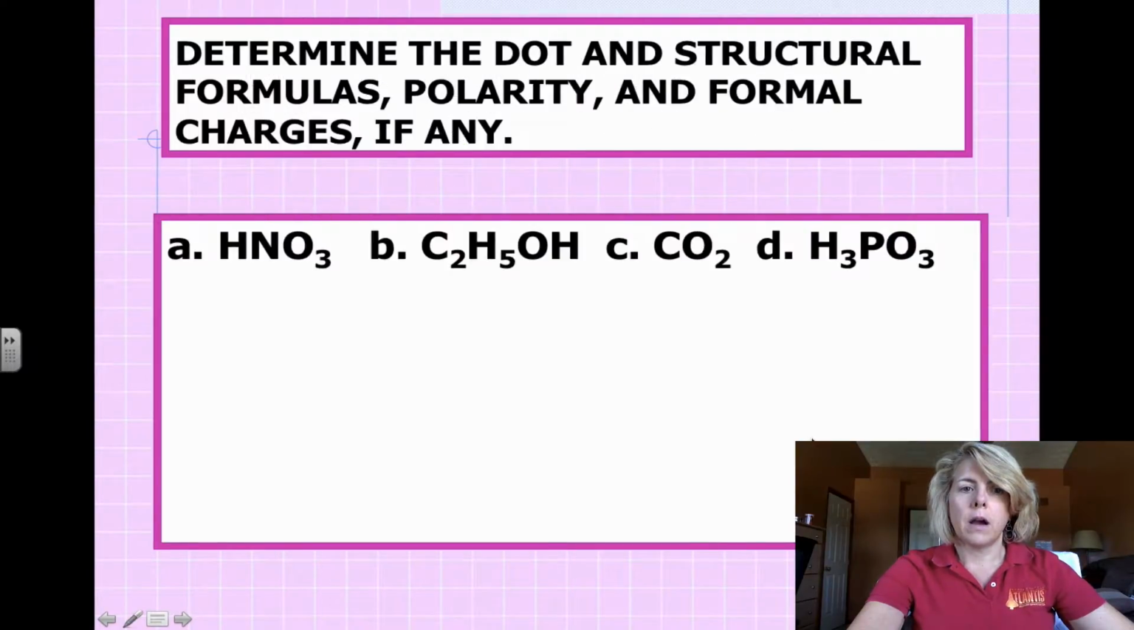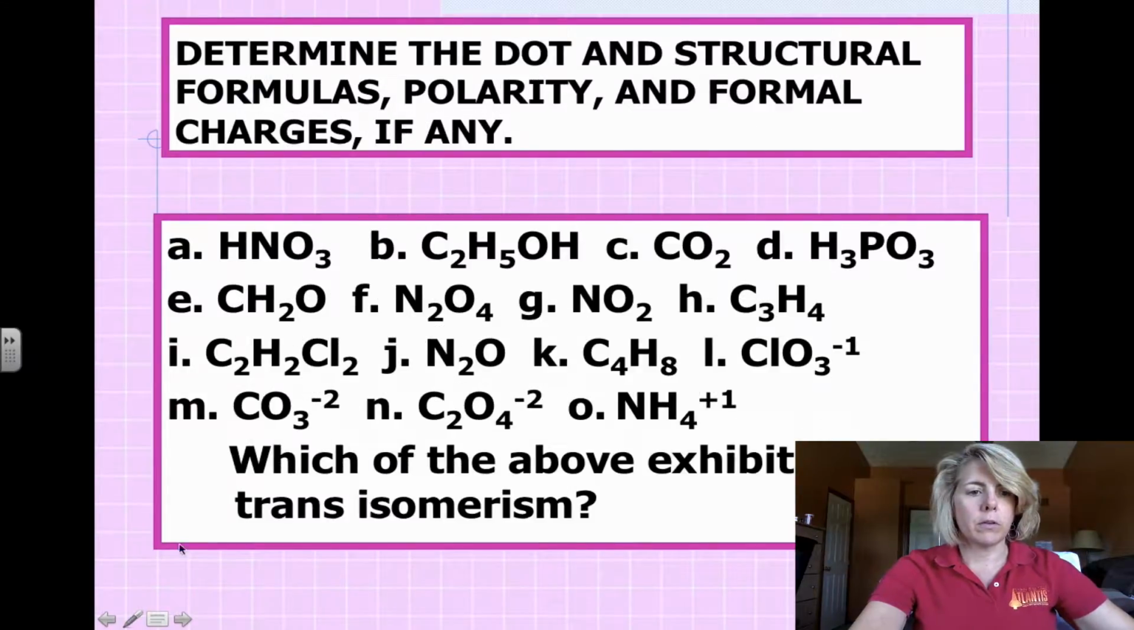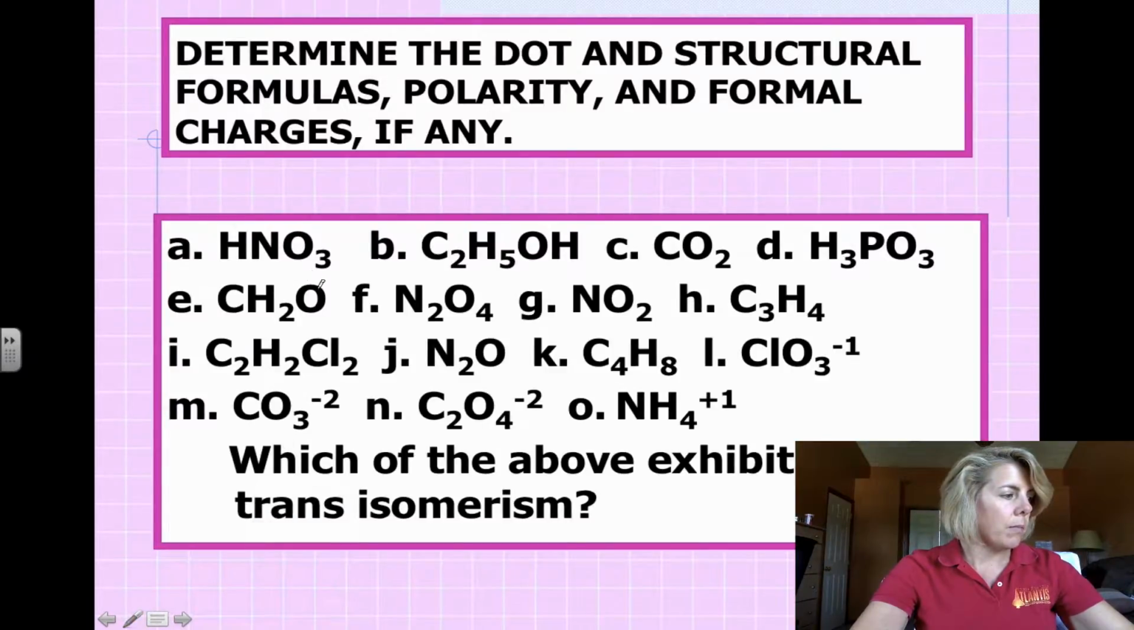Okay, here we go. I am not going to have you do all of these, but I'll just highlight the ones that we're going to do together, and then I'll tell you which ones you want to do separately. So the first one I'm going to show you is HNO3. The second one is CO2. And then the third one I'm going to do is CH2O. Now the ones you're going to do on your own are NO2, C3H4, and then N2O.